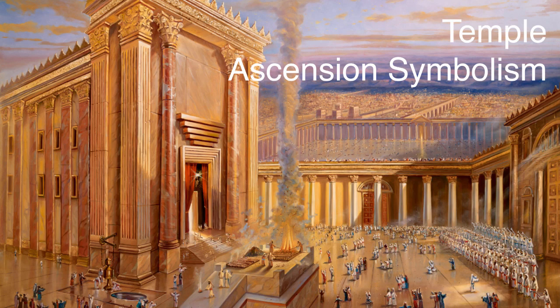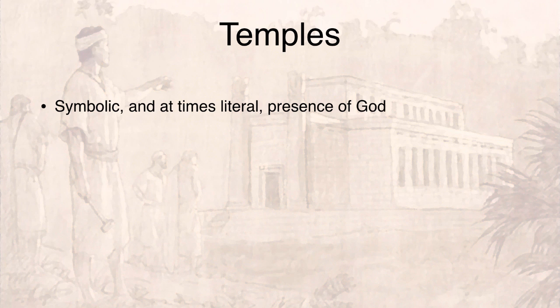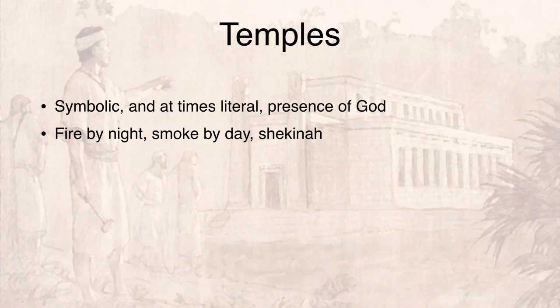There's essential ascension symbolism in the temple. Now, the temples, whether they're ancient Hebrew temples or Nephite temples, they're symbolic about the literal presence of God. And sometimes the literal presence of God is there, a pillar of fire by day, smoke by day, fire by night, also called the Shekinah. It's the same thing. When the conduit's open, the presence of God is there.